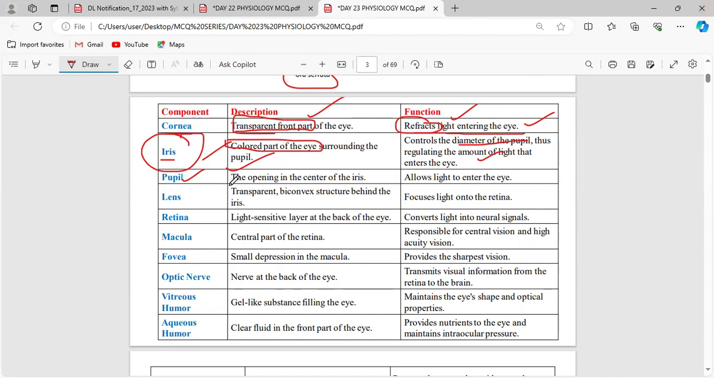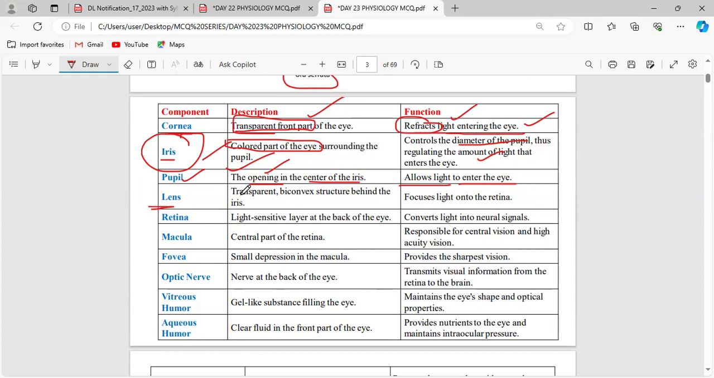Now, what is the pupil? The pupil is the opening in the center of the iris. What is the function of the pupil? It allows light to enter the eye. The function of the cornea is the refraction of light, the iris controls how much light has to enter the eye, and the pupil allows the light into the eye.